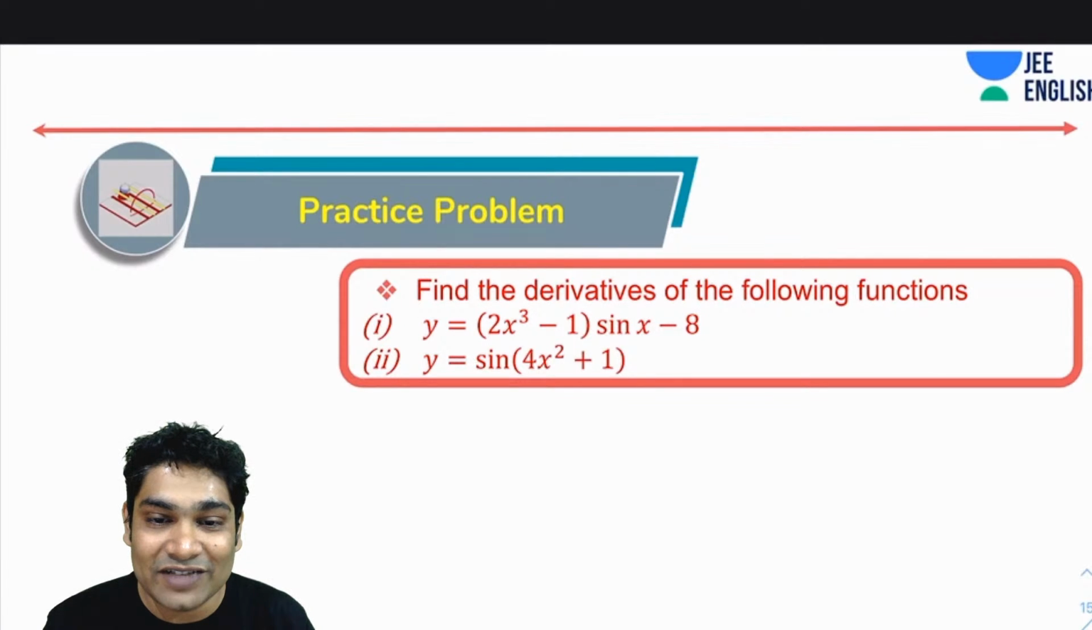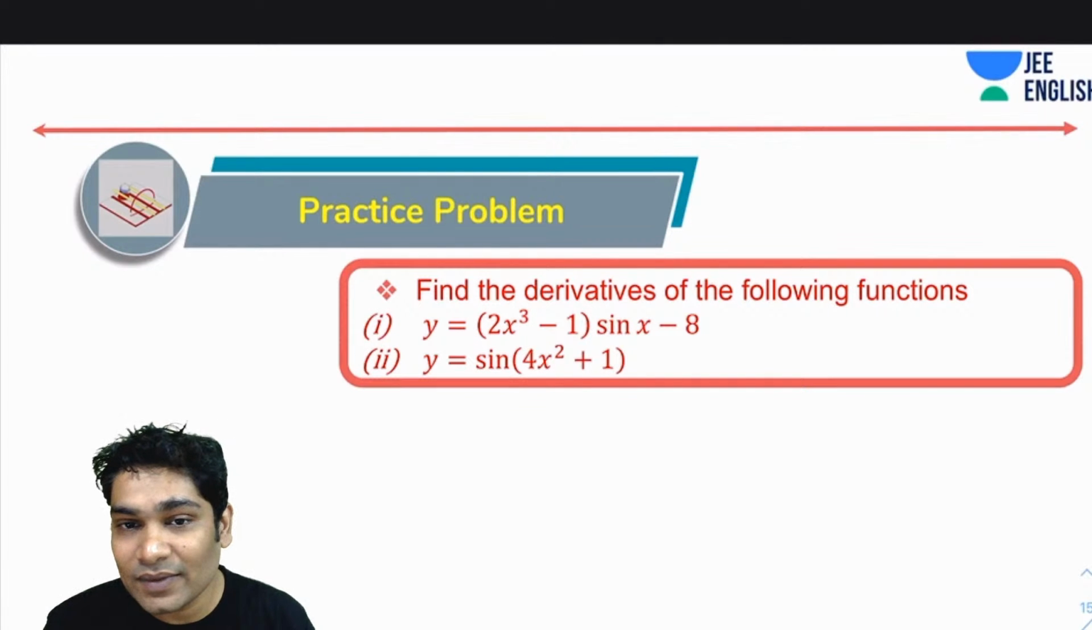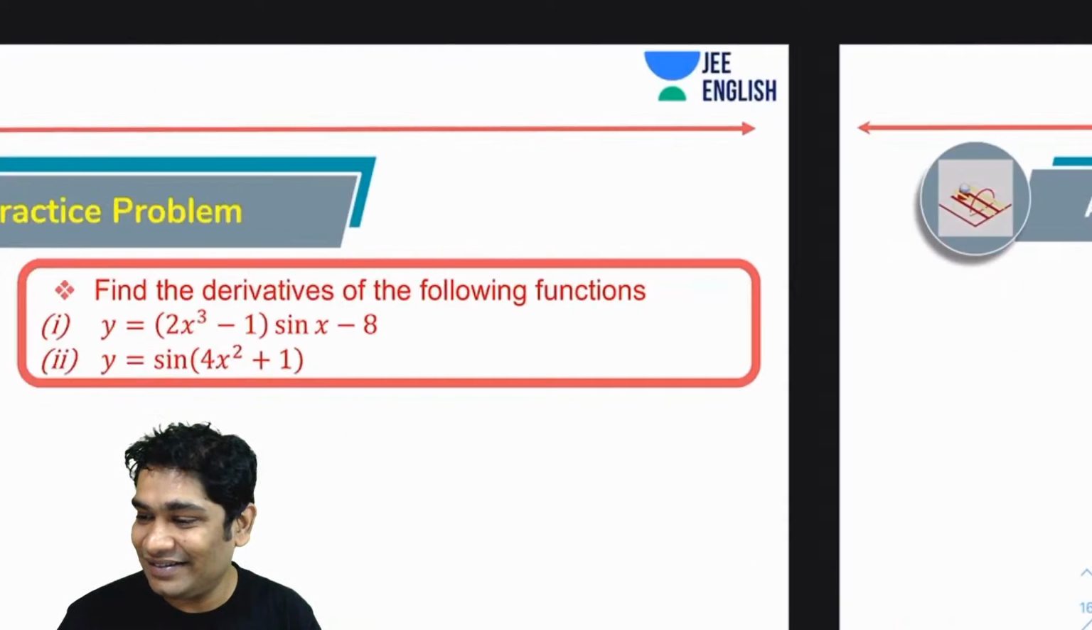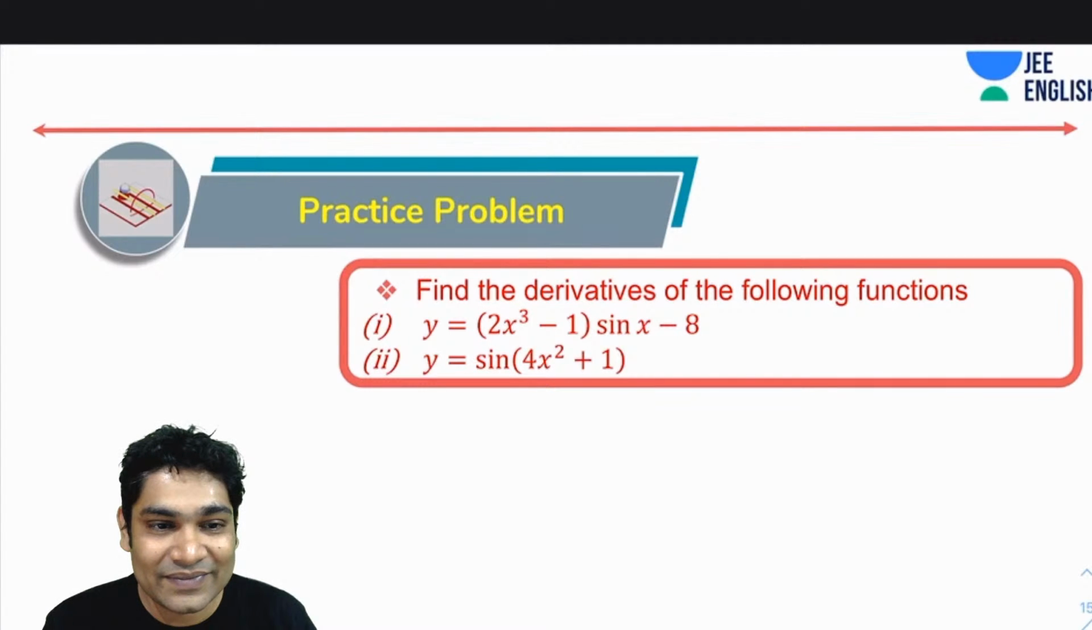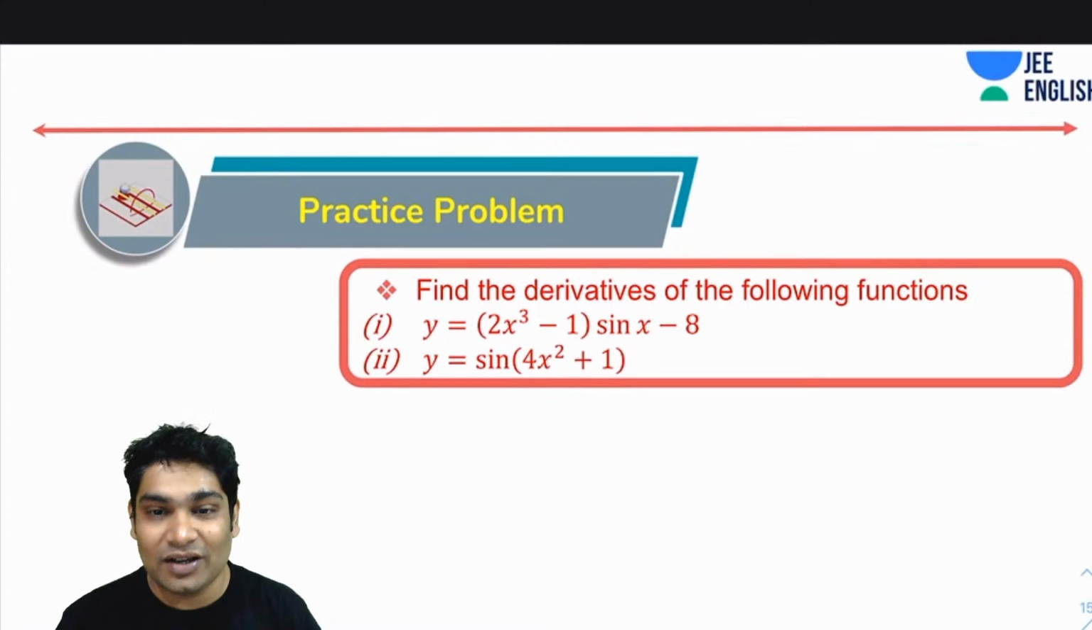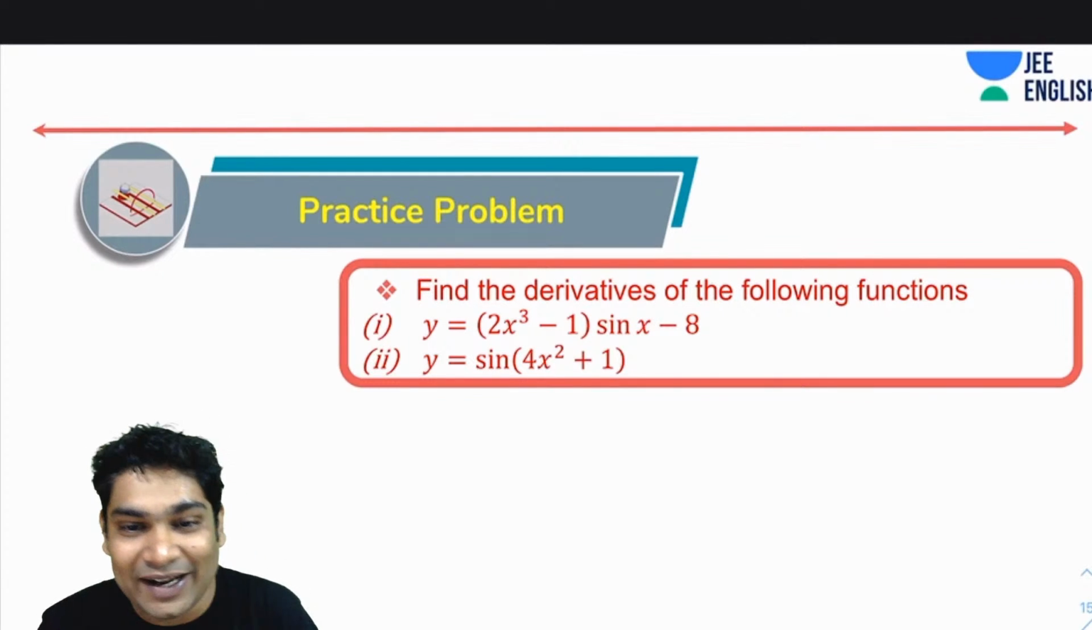Let's try and find the derivatives of these functions. Come on, Niranjan. Come on, Trillions. I'm waiting for your answers. Okay, he says cos x minus 8. That doesn't seem right. And he says 6x square times sine x plus (2x cube minus 1) times cos x. Yes, you should put that 2x cube minus 1 in brackets, Pavan.